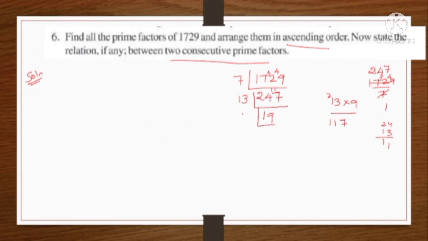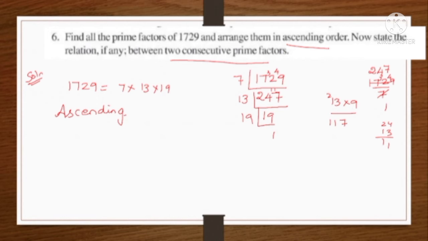Now let us divide with the 19 table. 19 1s are 19. Remember, we have to take the factors as prime numbers only. So therefore we can write 1729 as 7 into 13 into 19. All these numbers are prime numbers. And now we have to arrange them in ascending order. So let us arrange them in ascending order.